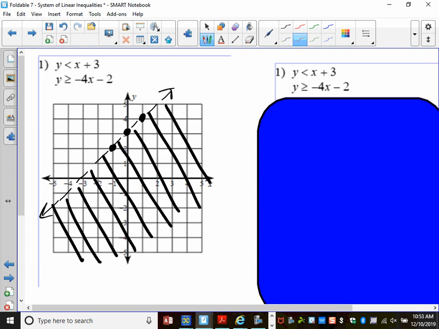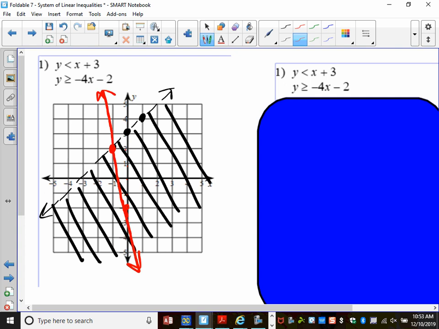And then when I graph the other one, I'm going to start at -2. I'm going to go up 4, and then to the left 1. And this one is a solid line because of the equal sign. And this is shaded above the line.